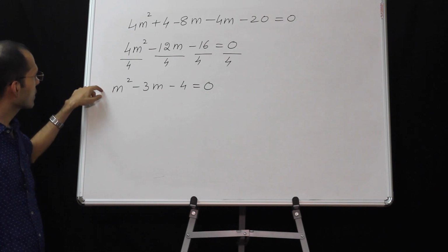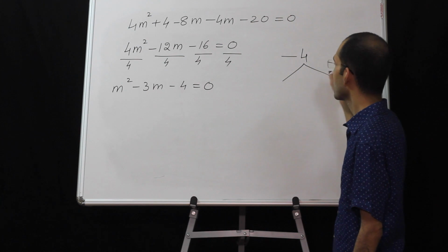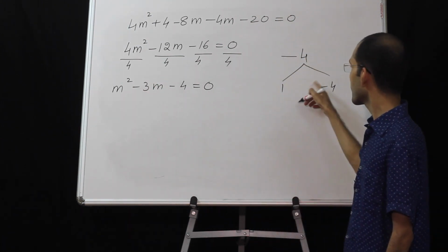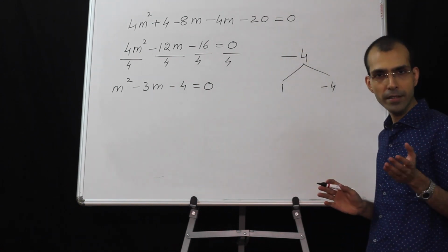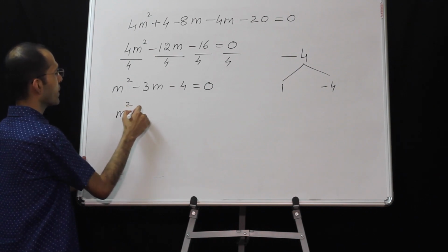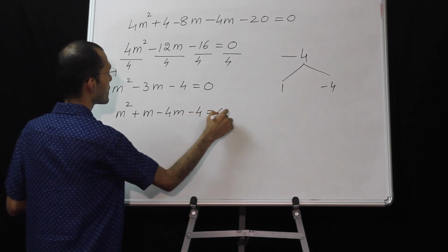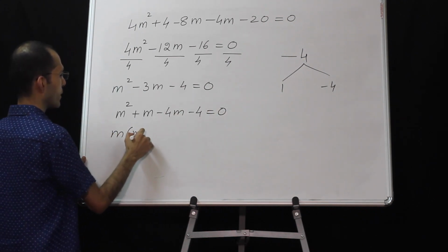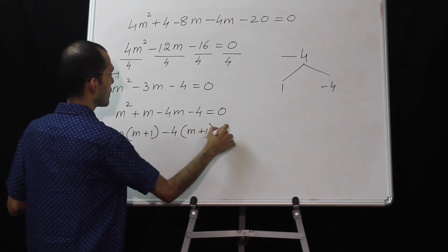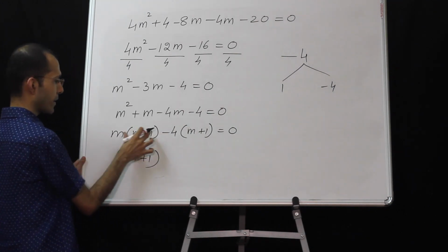m square is 1. 1 into minus 4, so it is minus 4. 1 and minus 4. 1 minus 4 is minus 3. 1 into minus 4 is minus 4. So both the conditions are taken care of. So it will be m square plus m minus 4m minus 4 is 0. m into m plus 1 minus 4 into m plus 1 is 0. So now in this and this you have m plus 1 common.